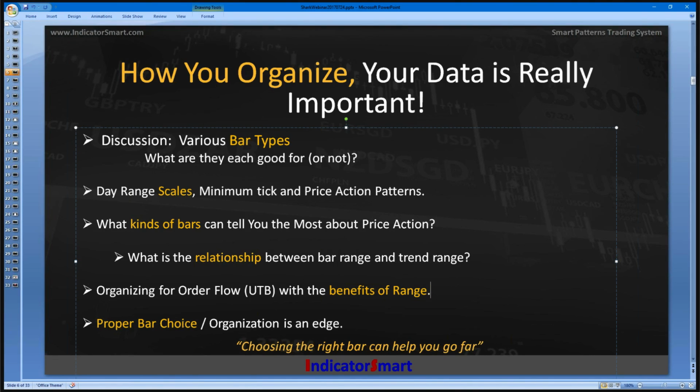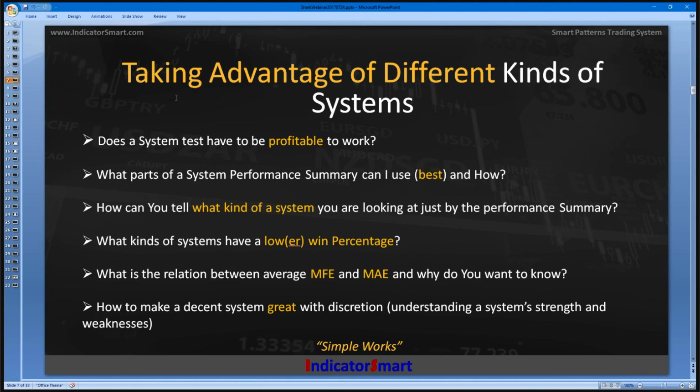So proper bar choice and organization is an edge. The bar choice itself becomes an edge if you're choosing the right bar for the situation. So, taking advantage of different kinds of systems.